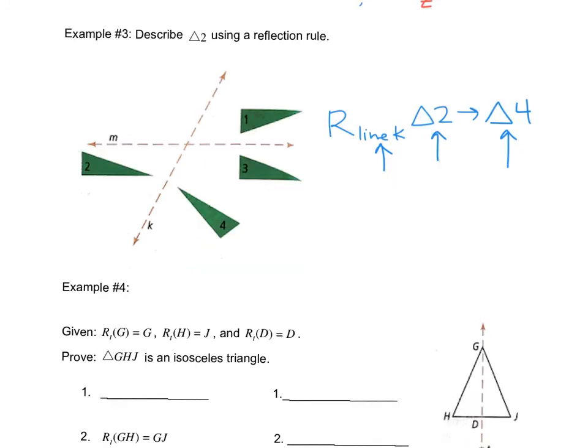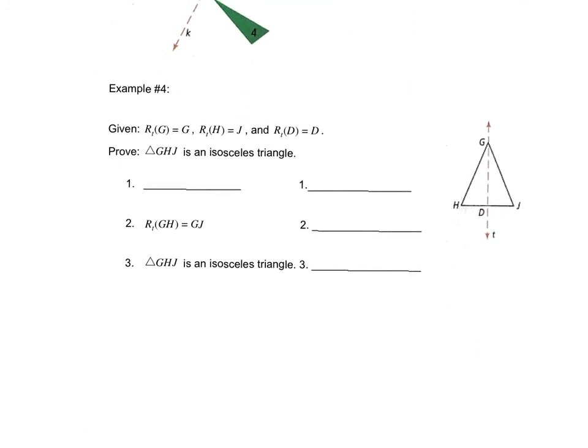Okay, this last part, I don't even care if you don't take notes on it. I'm never going to ask you to do something like this again. I just want you to understand where they're coming from with a reflection, okay? Your first step, they tell you all this information, which is just telling you each point is being reflected over line T, okay? So that all goes here, which is given. What they're asking you to prove is that you have an isosceles triangle.